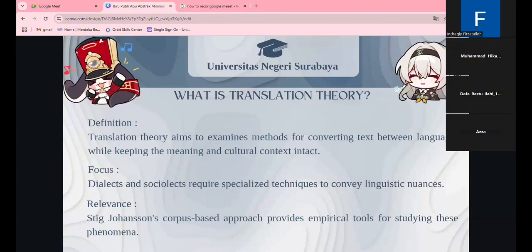Stig Johansson's work in corpus-based linguistics provides us with empirical tools to study these phenomena systematically, making his contribution highly relevant for both translator and linguist. Next slide.